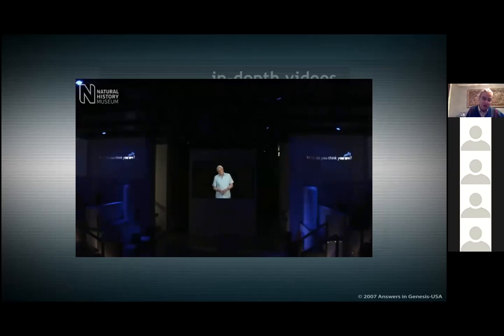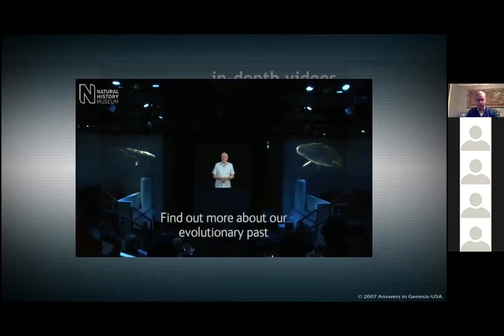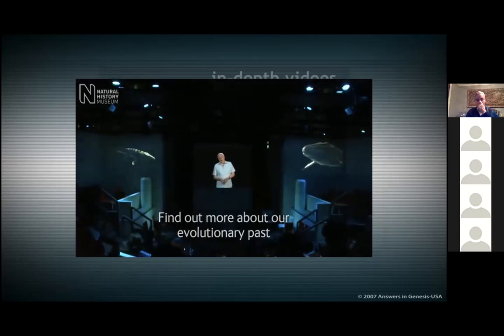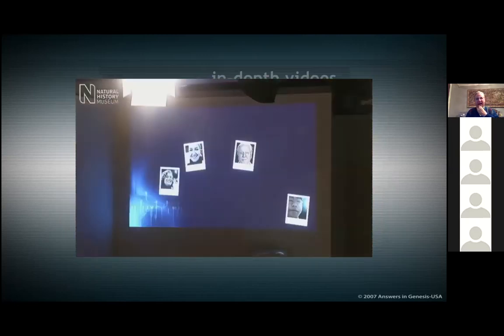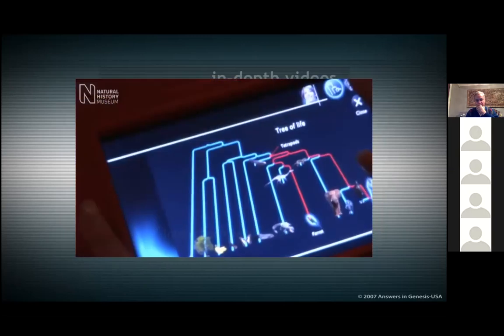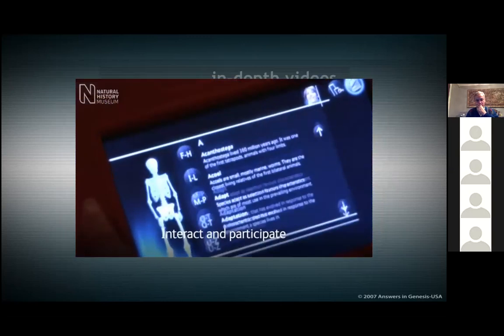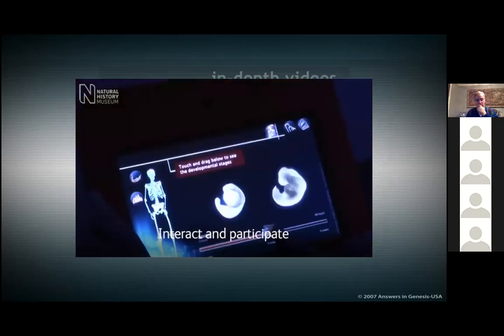Welcome to the Attenborough Studio, and a unique opportunity to meet some of the scientists here at the museum and learn more about the wonders of the natural world. I'm going to take you on a journey to discover who you really are and where you came from. But you're not just going to sit there listening to me. You're going to be part of the experience, and you'll be able to examine some of the evidence for evolution along the way.